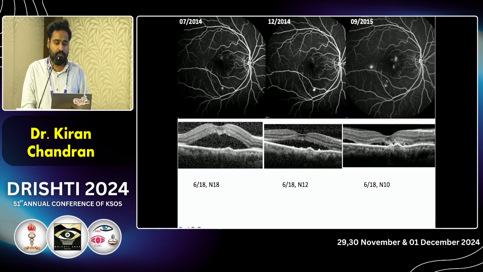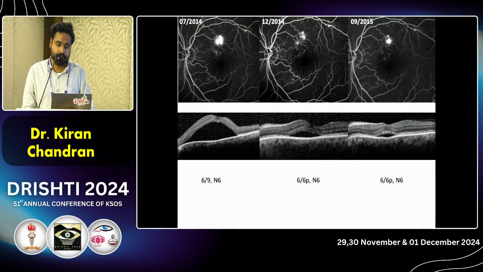So this is a sequential follow-up over a course of almost 10 months, in which the initial subretinal fluid is reducing in subsequent visits, but new leak points are developing extrafoveally. That's why you can see extrafoveal subretinal fluid developing over here, although the foveal subretinal fluid is reducing. The patient is maintaining almost stable vision of 6/18 and N10.